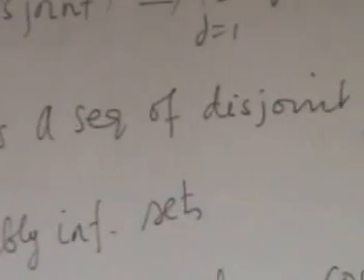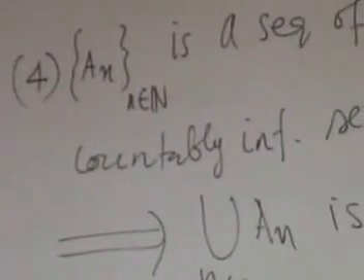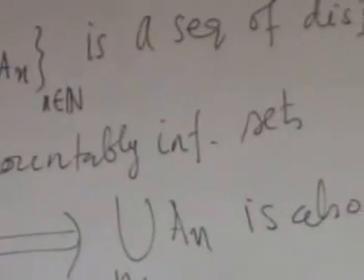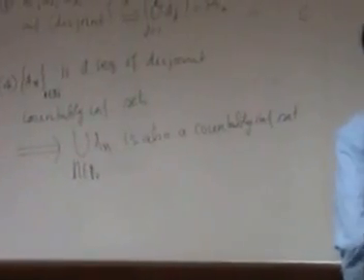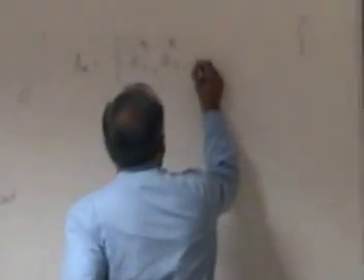Now the proof is essentially what I did for showing that N cross N is countably infinite. So once again, I just draw the picture. A_n can be written as a sequence, right? Because A_n is a countably infinite set. So it will be A_n1, A_n2, etc. It can be written as a sequence.